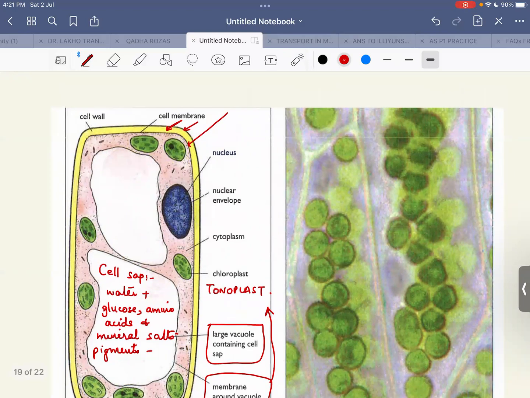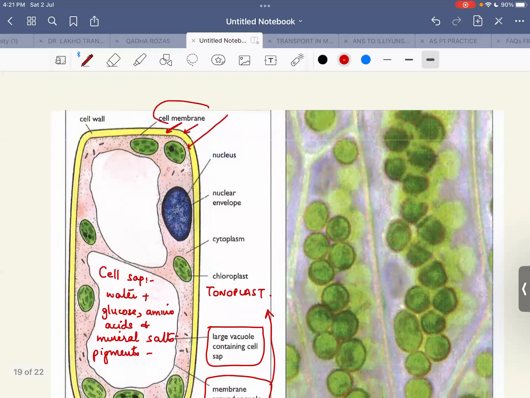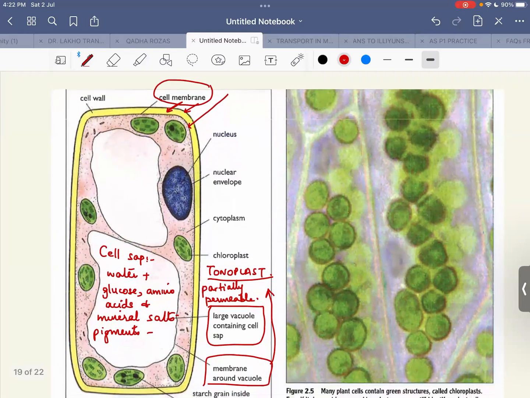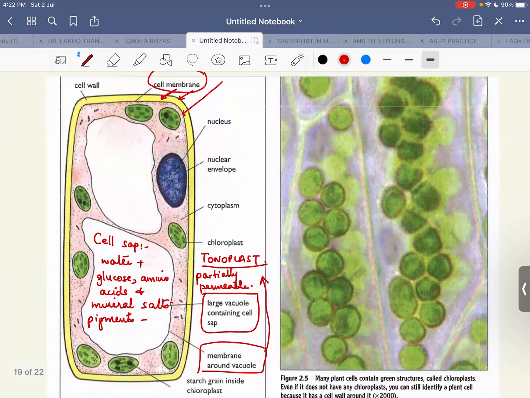Just like this cell membrane, the tonoplast is also partially permeable, which means it will allow certain substances to pass through and it will not allow certain substances to pass. So it's partially permeable. It's just acting like a gatekeeper, not completely permeable like the cell wall.